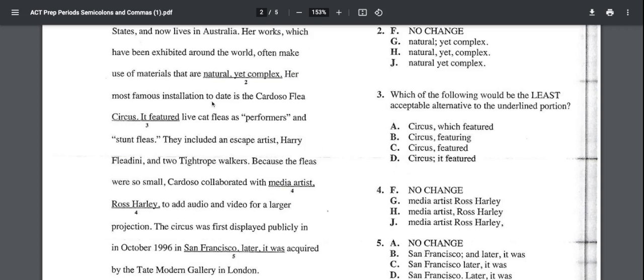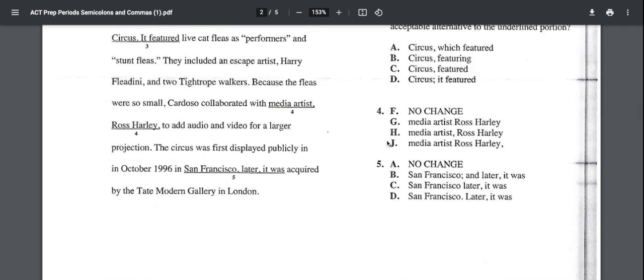Let's read the sentence. Her most famous installation to date is the Cardoso Flea Circus. It featured live cat fleas as performers and stunt fleas. This is our subject here, it, featured, predicate. So any of these that get rid of the subject or the predicate without which or featuring, like if it just gets rid of one, either the subject or the predicate, then that is the incorrect answer. So that's going to leave us with C, because featured live cat fleas as performers and stunt fleas is not a complete thought. And there's no conjunction there or subject. So C is the least correct answer.